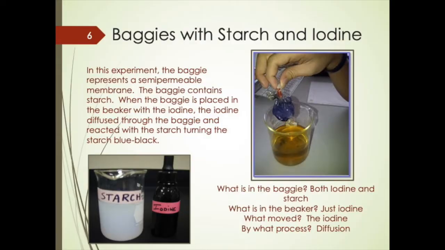First, the experiment on the baggies with the starch and iodine. In this experiment, the baggie represents a semi-permeable membrane. The baggie contains starch, and the beaker contains iodine. When the baggie with starch in it is placed in the beaker with the iodine, the iodine diffused through the baggie and reacted with the starch, turning the starch blue-black. I have the graph right next to this page. So what's in the baggie? It's the starch, right? What's in the beaker? Just iodine.